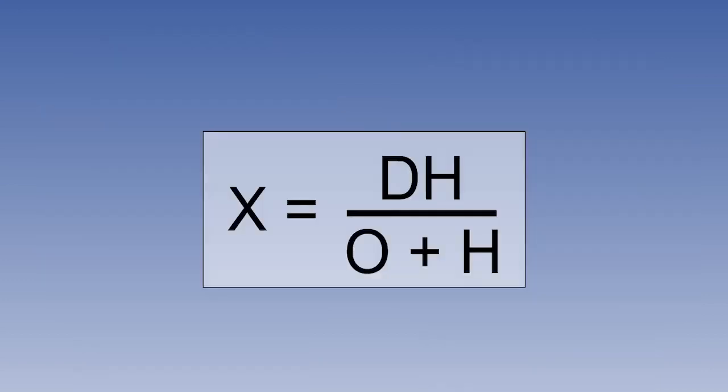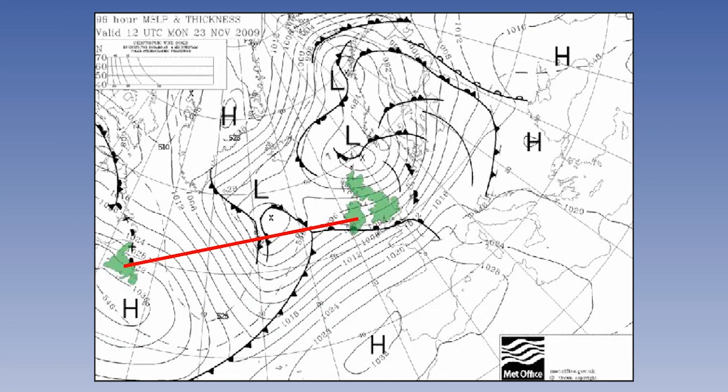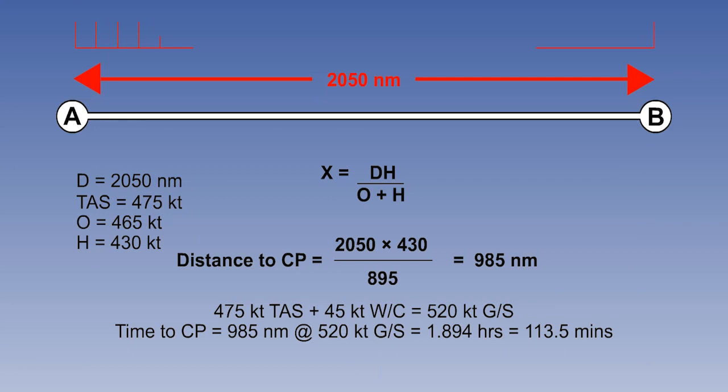Let us summarize what we have covered. Point of equal time, or critical point, can be found from the formula x equals d times h over O plus h. This is the starting point for all point of equal time questions. Some calculations assume a constant wind component all along the route. However, the forecast wind may well vary over the flight. This is not a problem, because the equation deals with this situation as long as the wind change point is assumed to be the critical point.